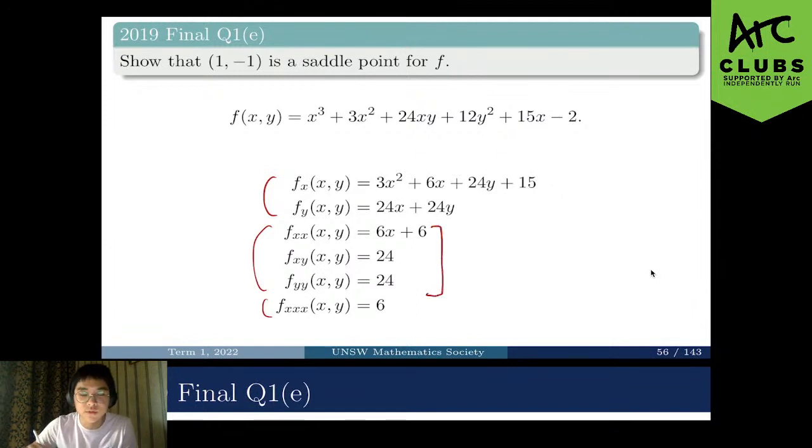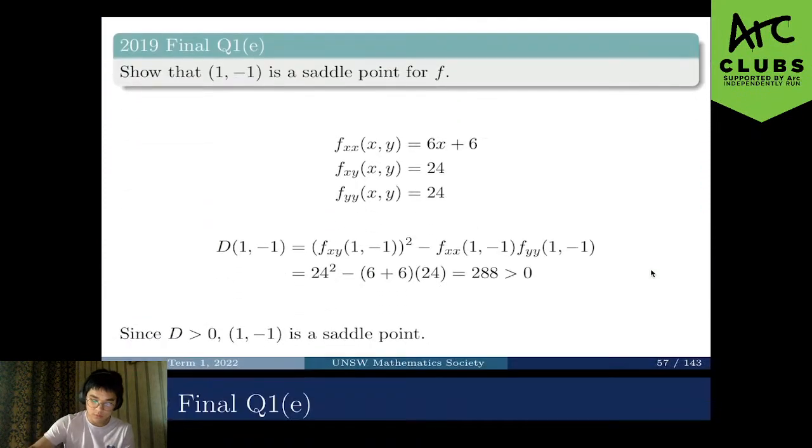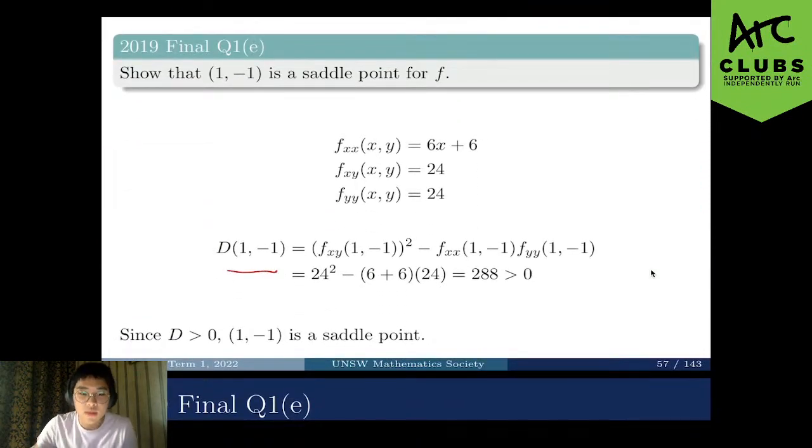Since we have these three second order partial derivatives, we can now find the discriminant at (1, -1). Here we have it. fxy at (1, -1) is going to be 24. fxx is going to be 6 plus 6, so that's 12. And fyy is always 24. We get that the discriminant is 288, which is larger than 0. So since the discriminant is larger than 0, we've proved that (1, -1) is a saddle point.